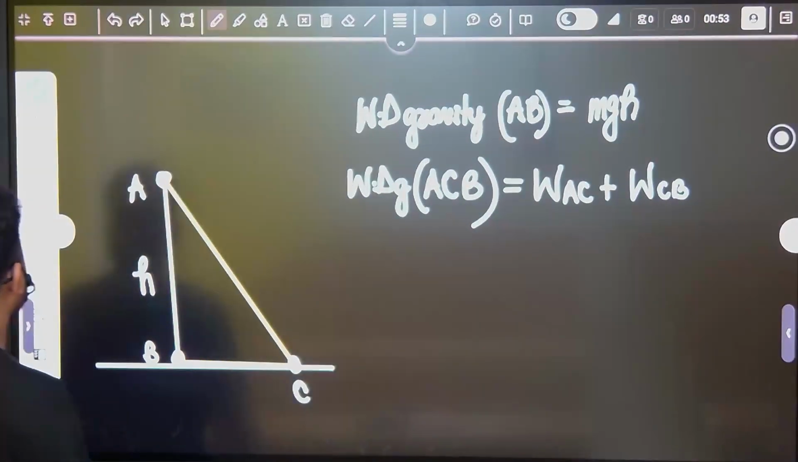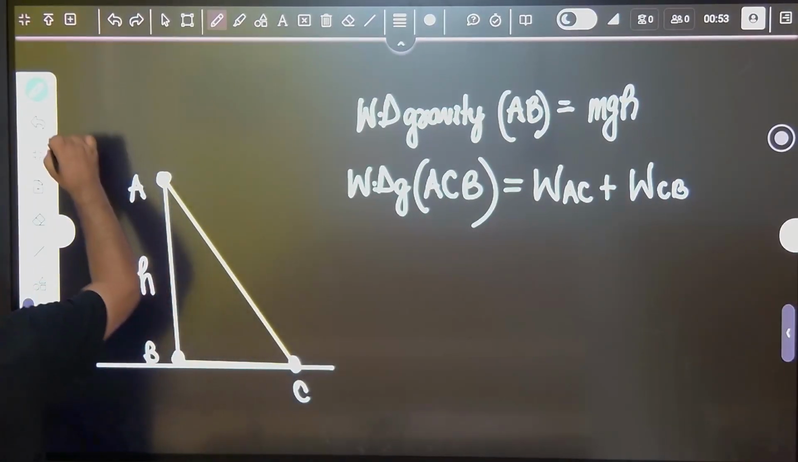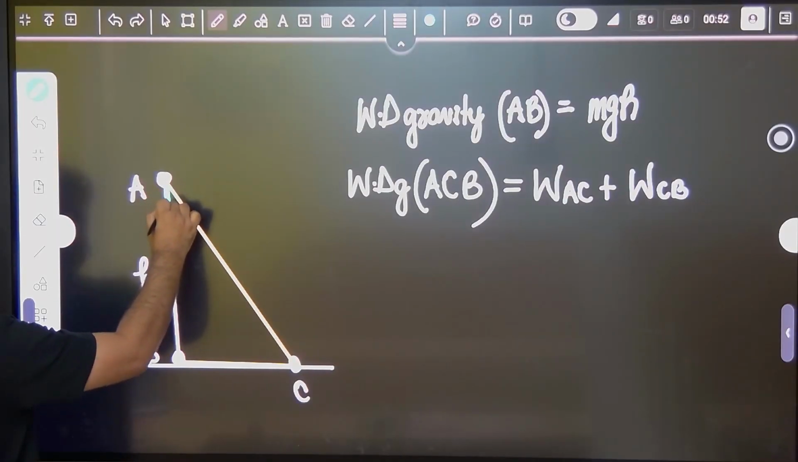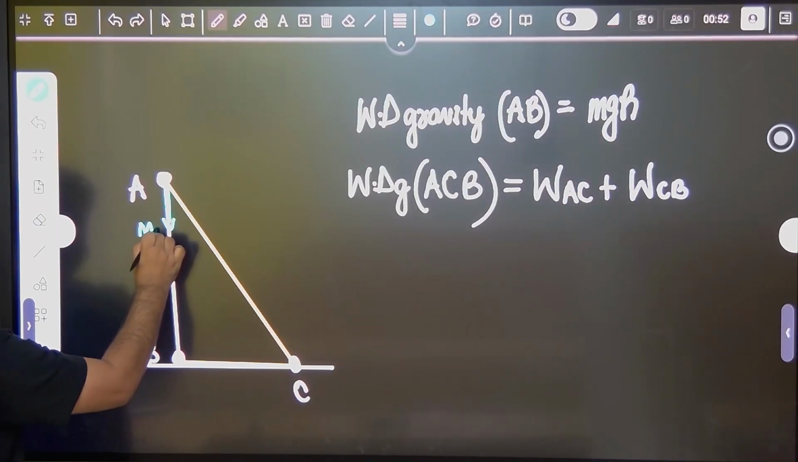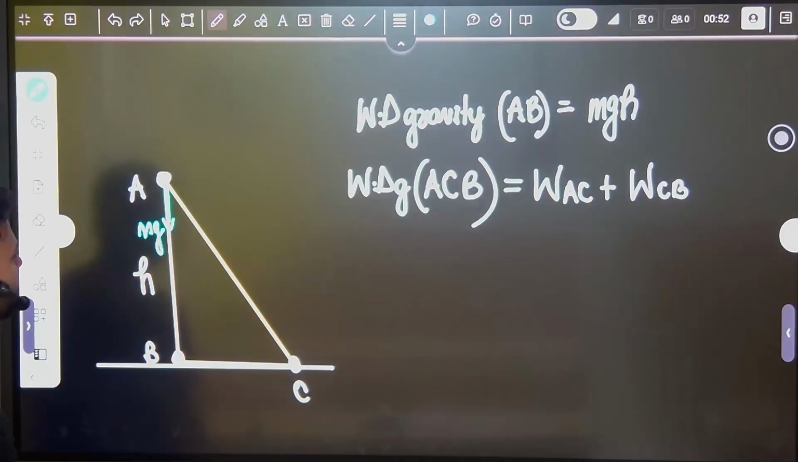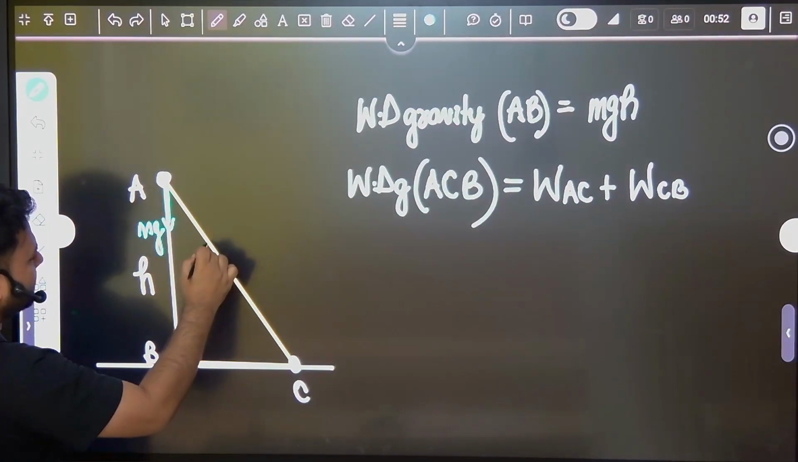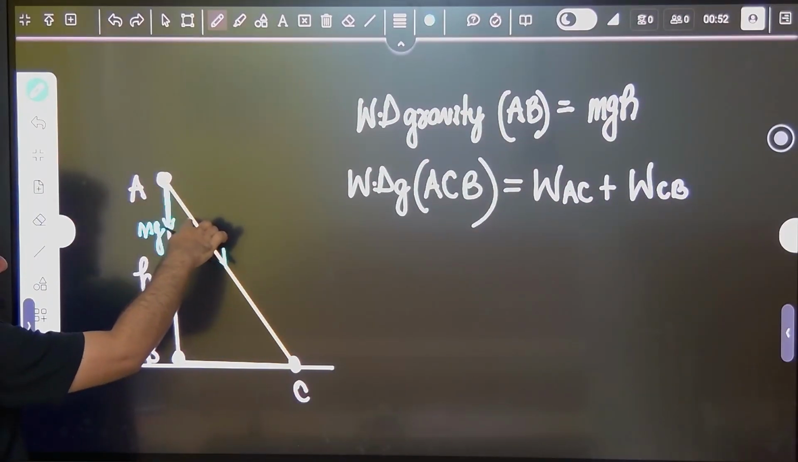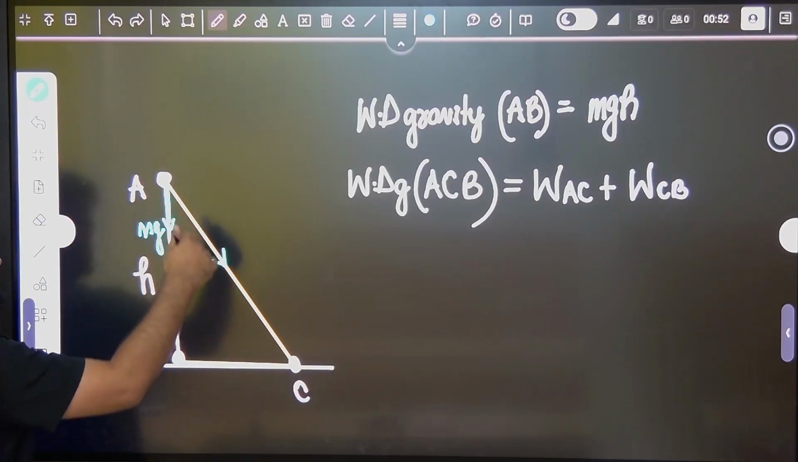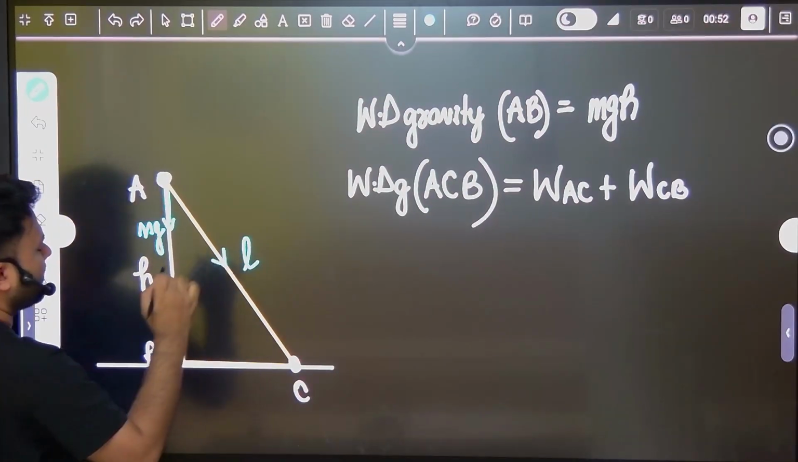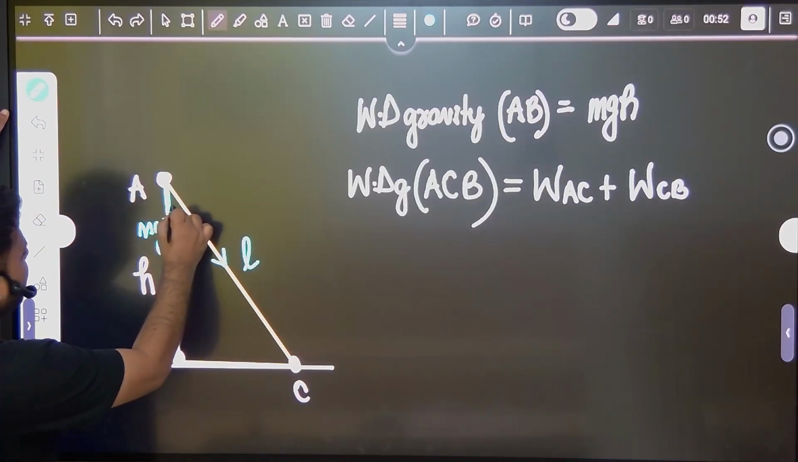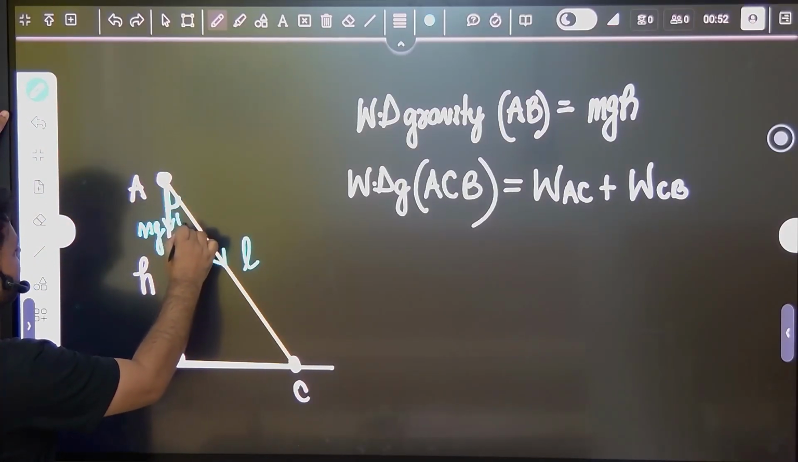Correct. Now work done during part AC. Force of gravity will always act downward in this direction, that is mg. Correct. And during A to C, displacement is in this direction from A to C. Suppose this displacement A to C, this AC distance, I am telling this is L. Correct. What is the angle between the force and displacement? So this is the force and this is the displacement. So this is the angle, suppose theta.